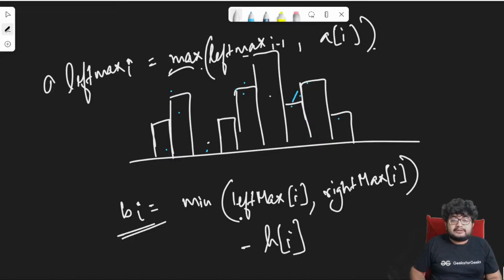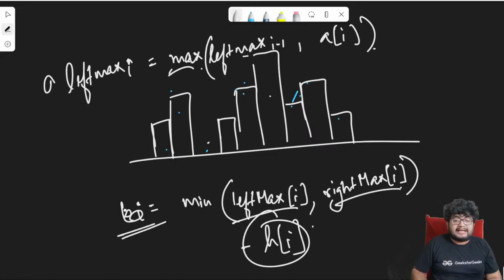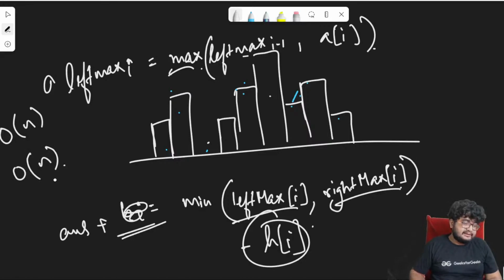So we can compute the left max and right max for all the buildings using prefix and suffix maximums, and then we can use this formula to do answer plus equals for all the buildings, right? What is the complexity involved? Order of n time complexity, order of n space complexity. Anyone has any doubts with this solution? After this, we'll try to optimize this a bit more, but any doubts with this solution?